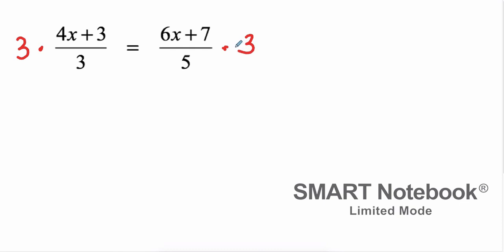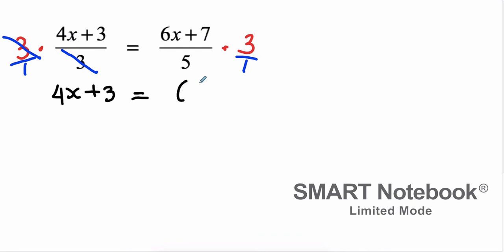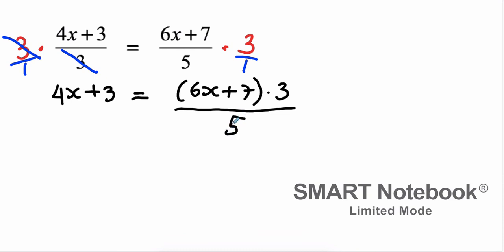What happens is, because we have 3 times a fraction, and 3 as a whole number we can always write as 3 over 1, we know this will cancel out. So on the left-hand side, what we have is basically just 4x plus 3 over 1, which means just 4x plus 3. And on the right-hand side, again, I can think about this 3 whole number as 3 over 1. So on the right-hand side, I will have 6x plus 7 as numerator of the first fraction, multiplied by 3 as numerator of the second fraction. And the denominator, 5 times 1, is just 5.